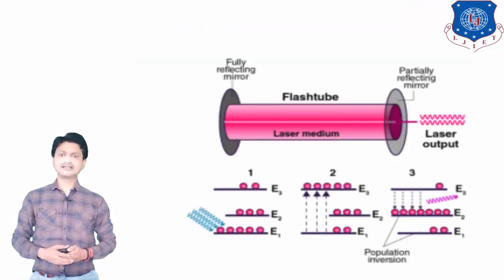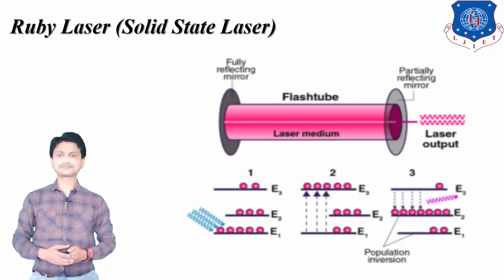So let's start with ruby laser. Ruby laser was first successfully developed in 1960 by Maiman. Ruby is a crystal of aluminum oxide in which a few aluminum atoms are replaced by chromium atoms. The chromium atoms have metastable states which are used for lasing action.